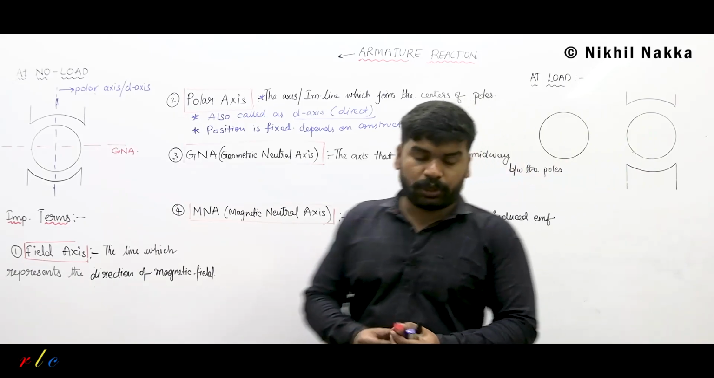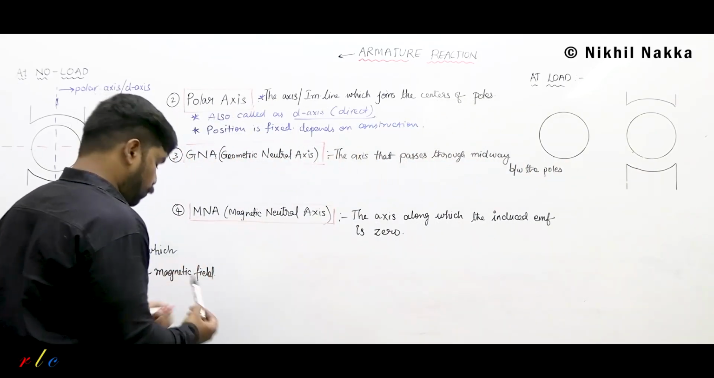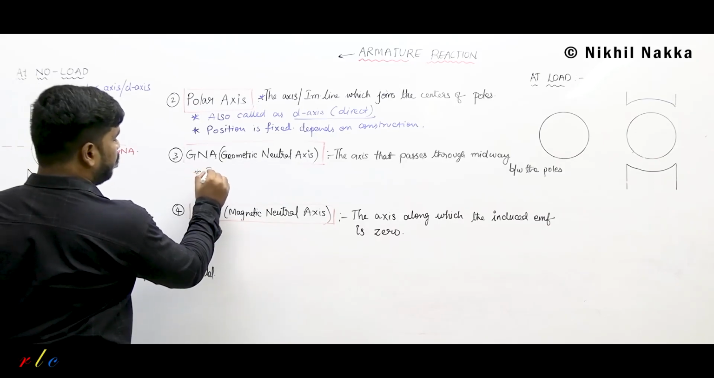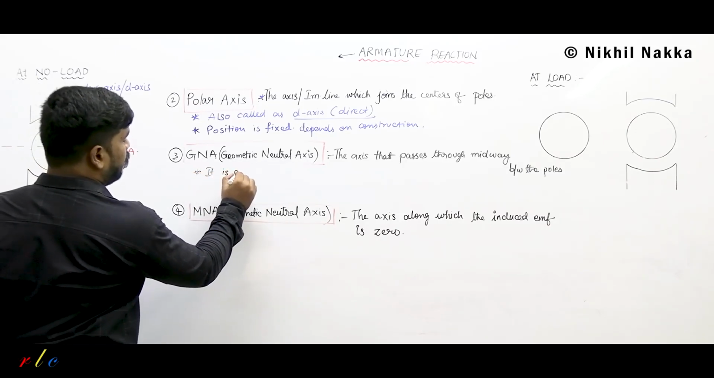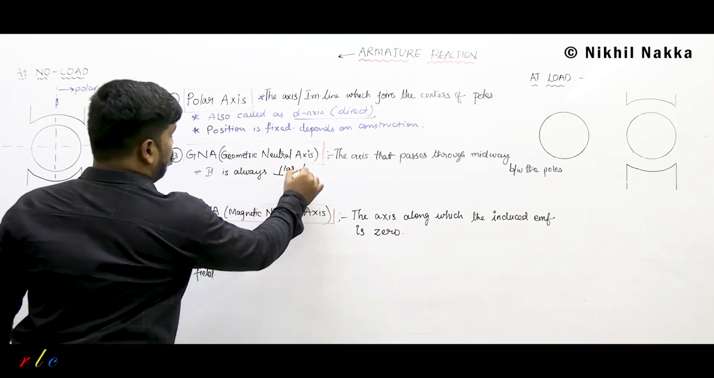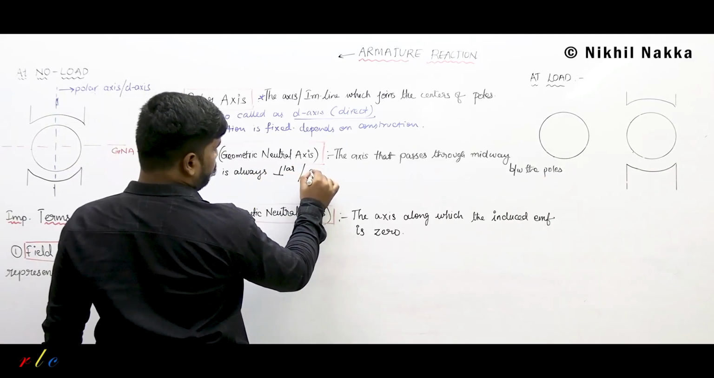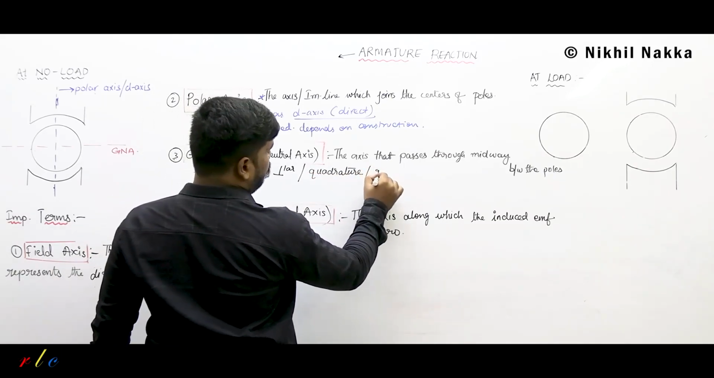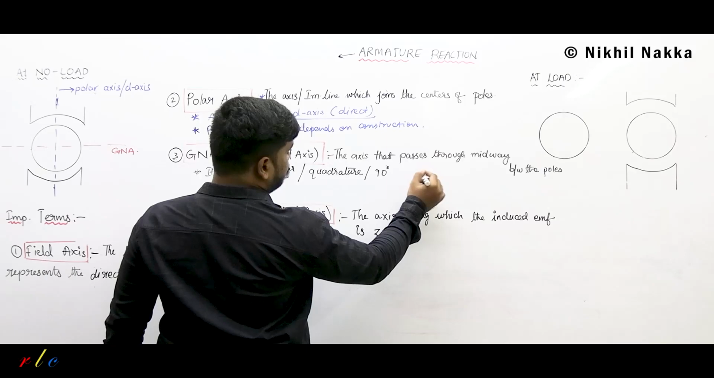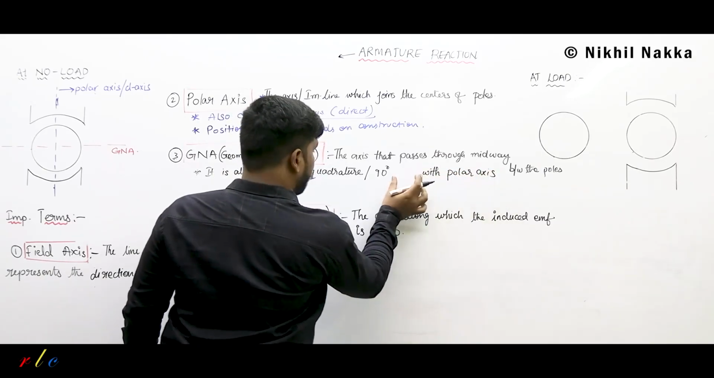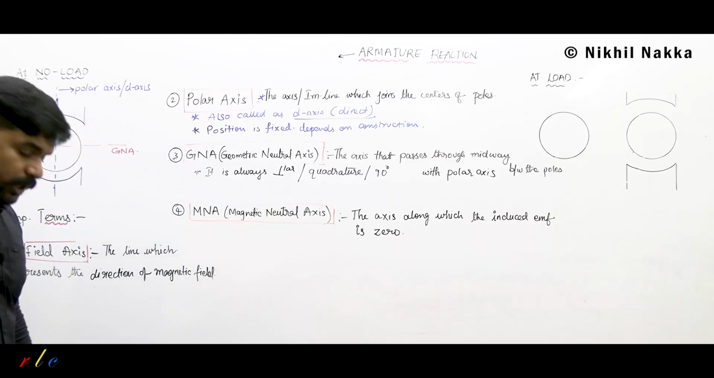And I told another point, that it is always what? Perpendicular to the polar axis. So I will write down, it is always perpendicular, or we can say in quadrature. Quadrature means 90 degrees, or in 90 degrees with the polar axis. After this 90 degrees, please leave some space because I am going to write something else.